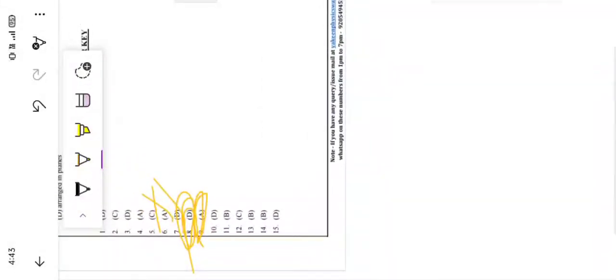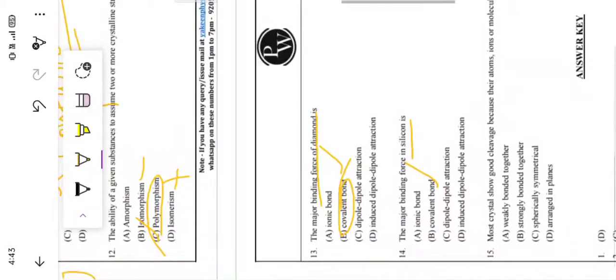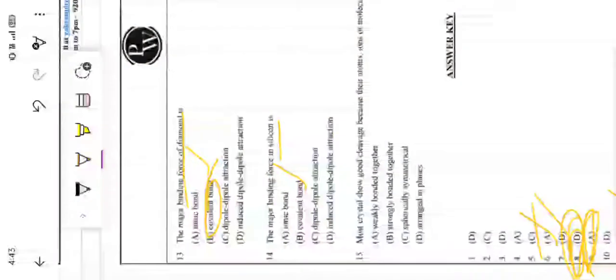So the major binding force of diamond is, in diamond it is a covalent bond. Yeah, 13B. Then 14. The major binding force in silicon, it is also a covalent bond. Silicon, Si, it is a covalent bond or a metallic bond. It is a covalent bond. 14B maybe. Then 15.